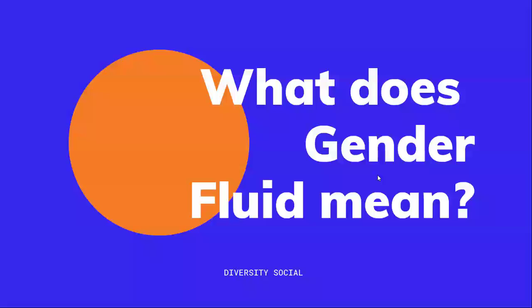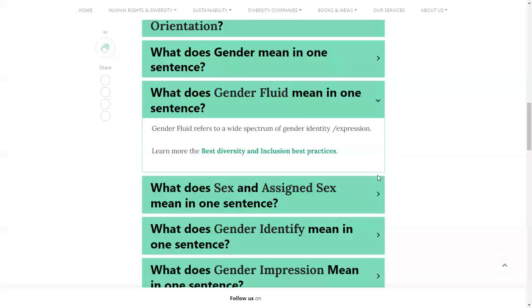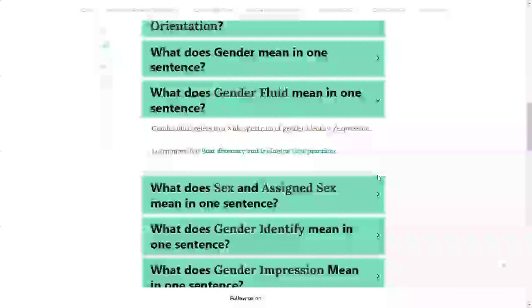What does gender-fluid mean? Gender-fluid refers to a wide spectrum of gender identity or expression.